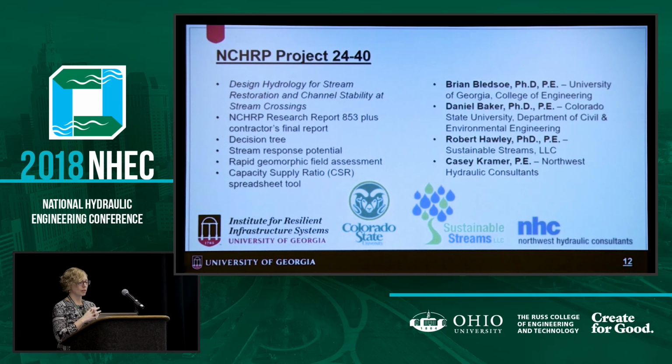So what this project had, we have a research report 853, which you can get online from TRB. There's also a more comprehensive contractor's final report. Some of the things that came out of this project were a decision tree, evaluation of stream response potential, a rapid geomorphic field assessment, and a capacity supply ratio spreadsheet tool.